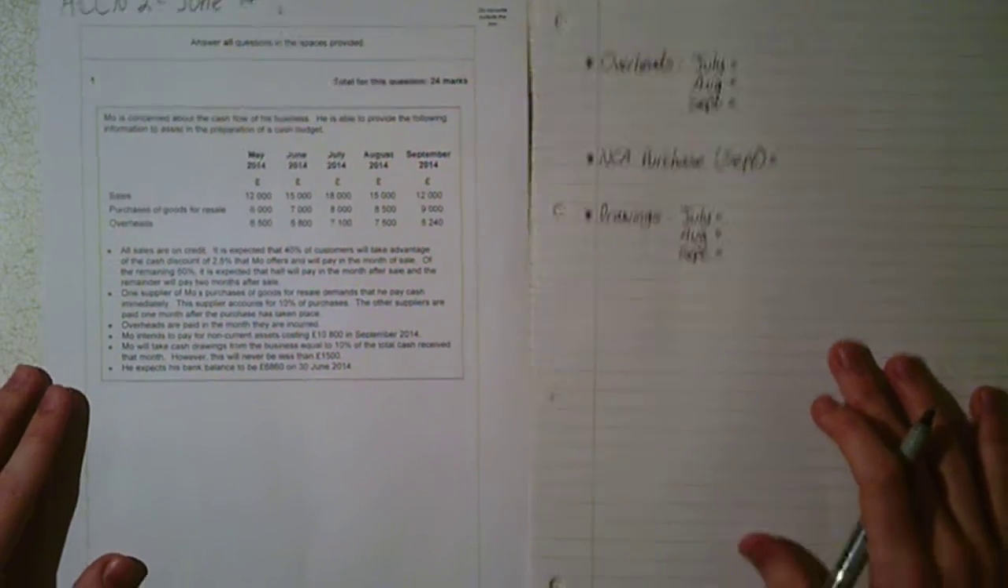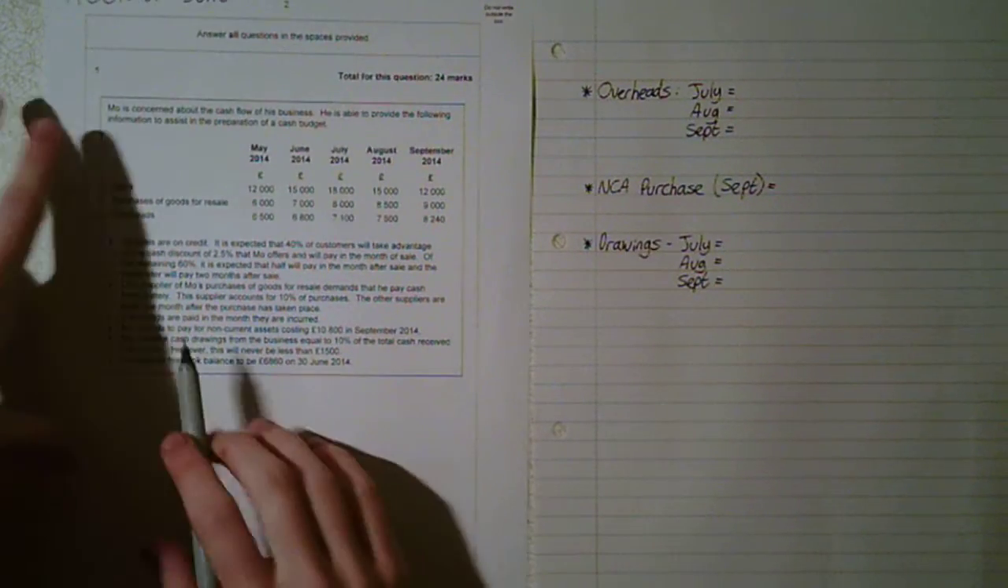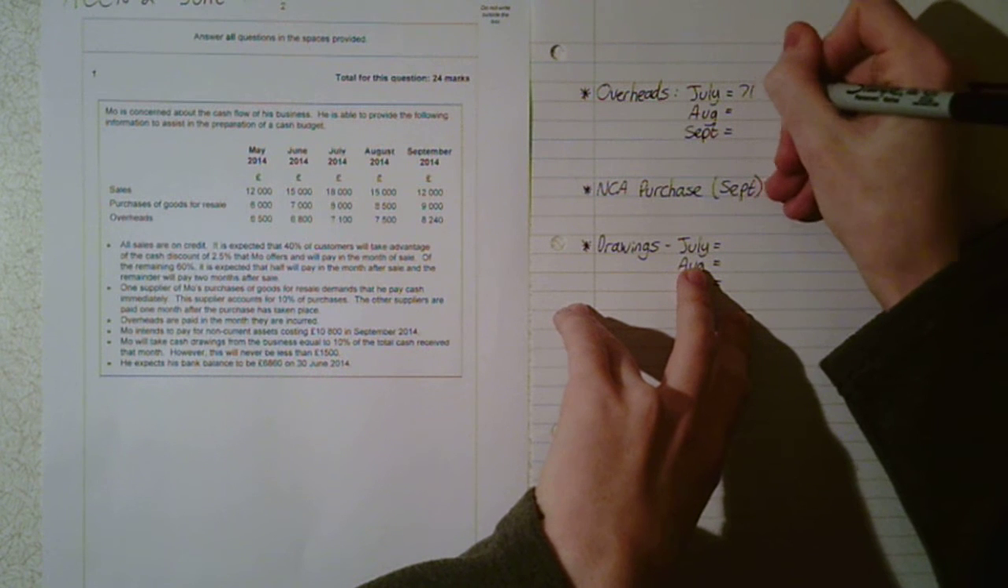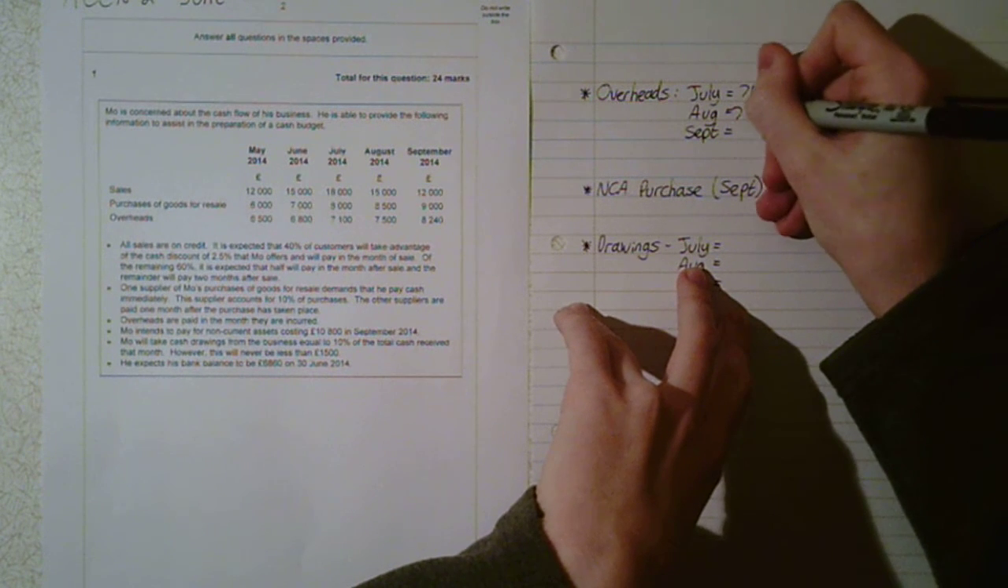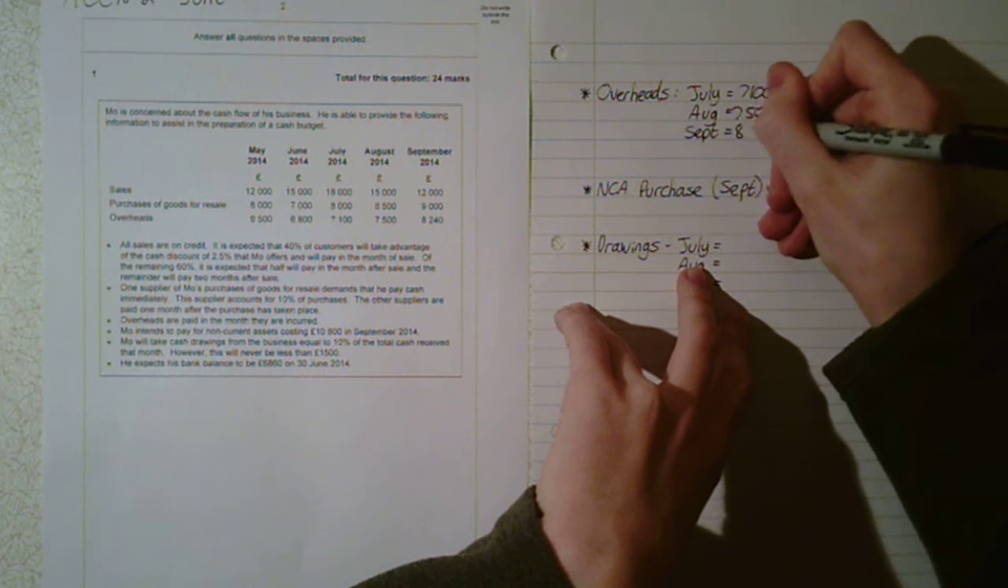So, overheads. Overheads are paid in the month they are incurred. So essentially, overheads incurred in July, we pay in July. It's as simple as that. So it's basically just copying the figures into your workings.